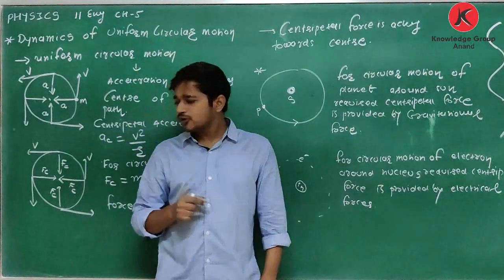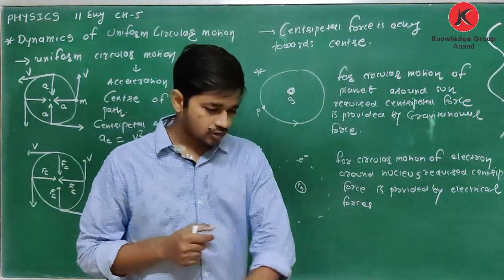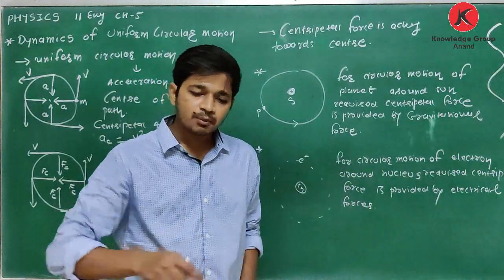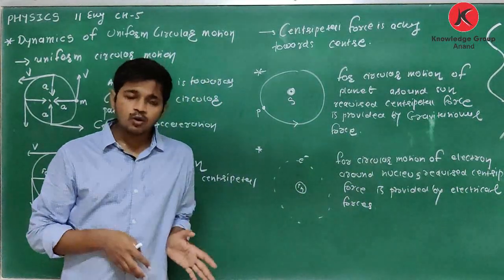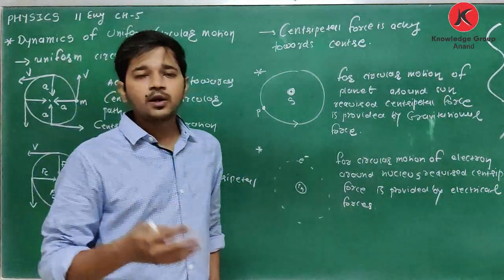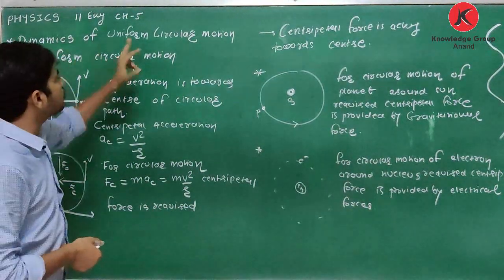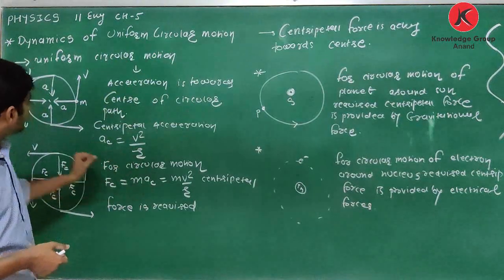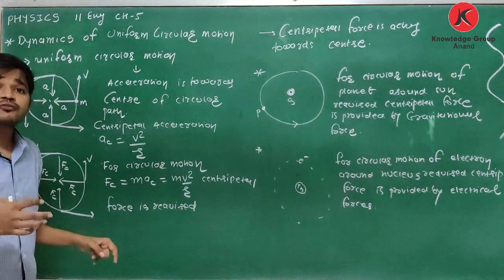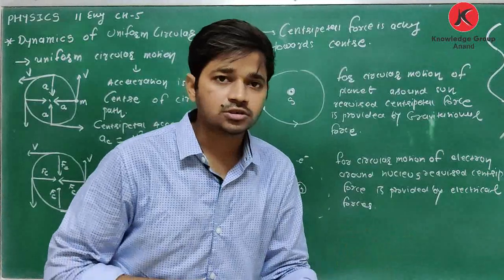What is the meaning of level circular road? Level circular road means a horizontal surface but a circular path. So first we will see the first case, the motion of a vehicle on a level circular road. It is clear why it is named dynamics of uniform circular motion. Yes, it is performing uniform circular motion, but why? Due to centripetal force, the cause of motion. That's why it is named dynamics of uniform circular motion.